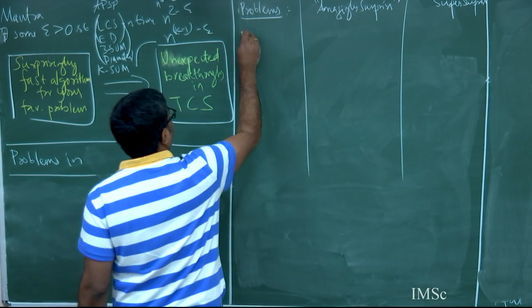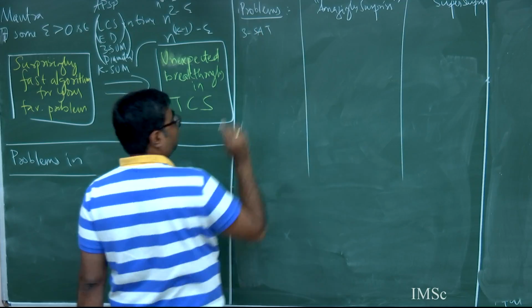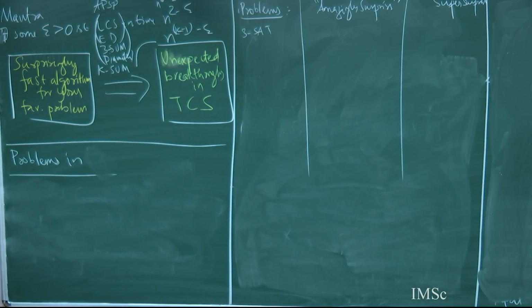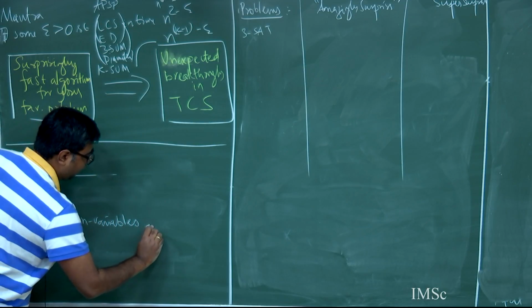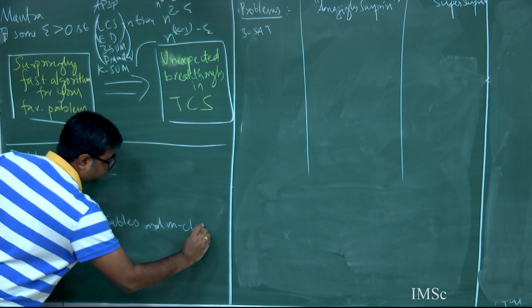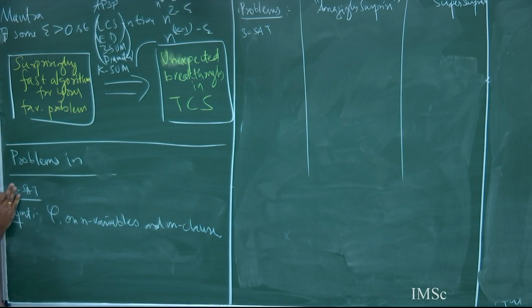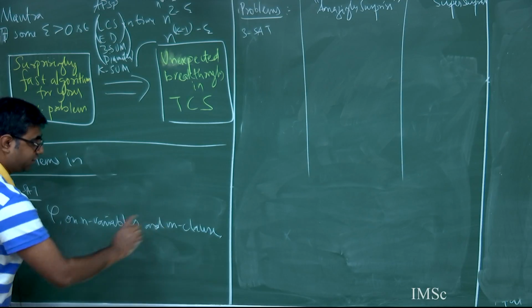So let's look at a problem called 3-SAT. What is 3-SAT? What is an input to 3-SAT? Input is a formula phi on n variables and m clauses, okay? Let's not call it 3-SAT, let's call it L-SAT, and we'll substitute L equal to 2, 3. And n variables and m clauses.